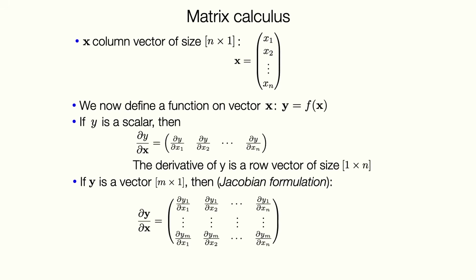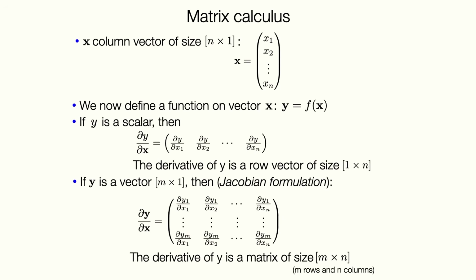If y is a vector of m by 1, then we assume the Jacobian formulation of the partial derivative of y with respect to x, where you end up with a matrix of size m by n: m rows, which is the size of y, by n columns, which is the size of x, and each element of that matrix will be the partial derivative of that element of y with respect to that element of x.